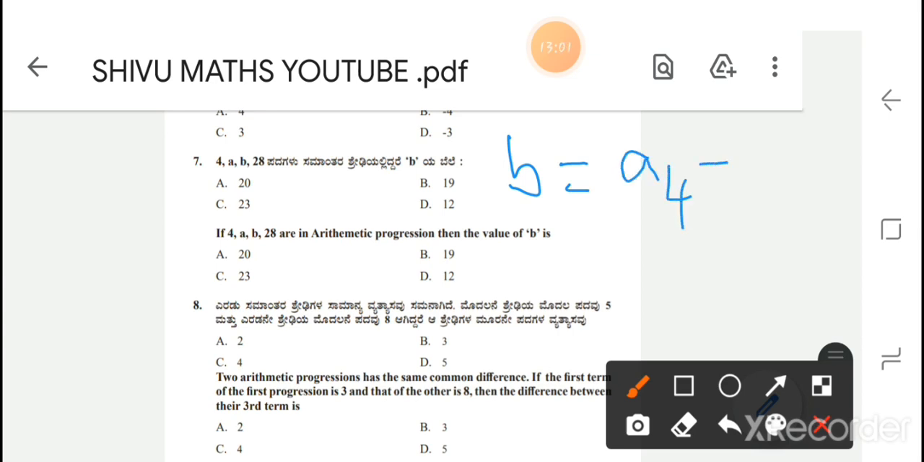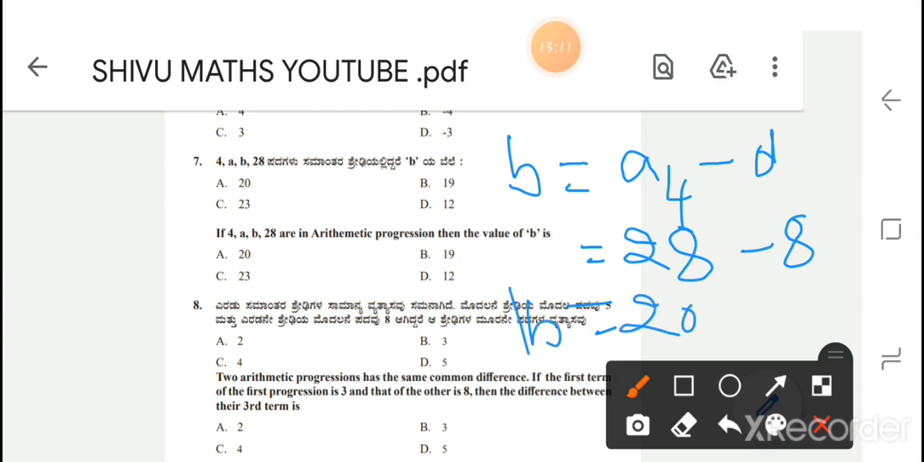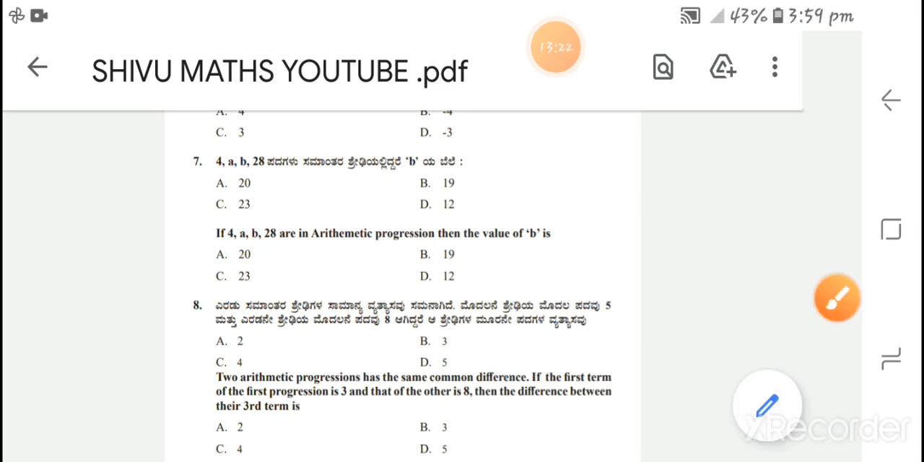a4 minus d. So here a4 is 28, minus d is 8. So we get 28 minus 8 is 20. That is the third term, which is option B. The question gave the value of B, so option A is the right answer. Got it? So this is a shortcut to find the values.